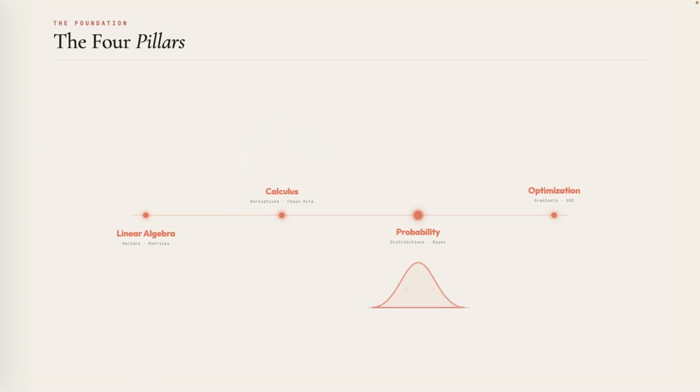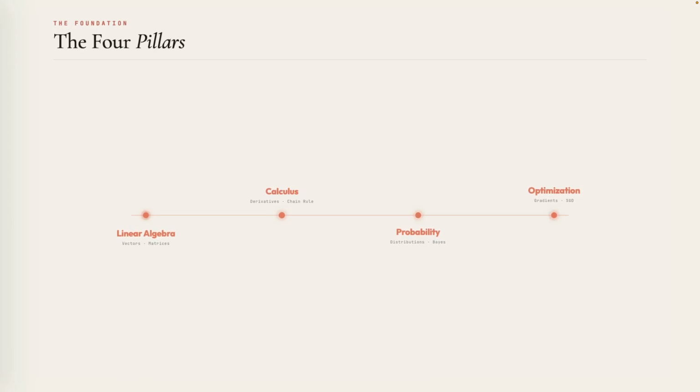Probability, the math of uncertainty. Because in the real world, nothing is ever 100% sure. And optimization, the math of getting better. How a model slowly fine-tunes itself until it actually performs well. Together, these four pillars are the foundation almost every AI system stands on. We'll meet each one in time, but to start, we'll begin with the first, linear algebra.